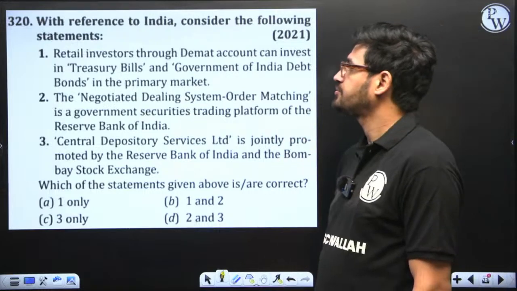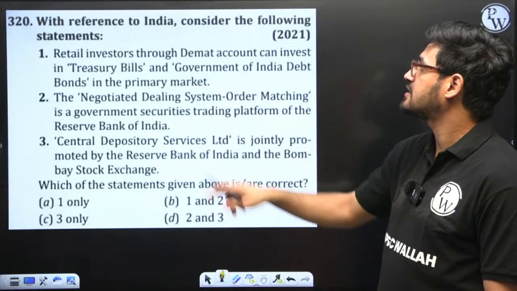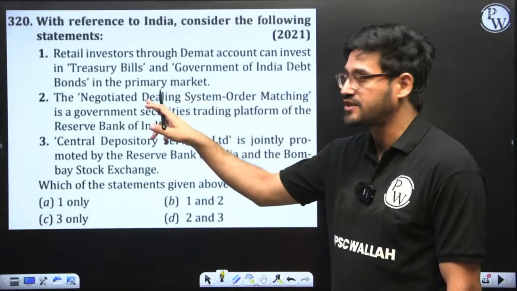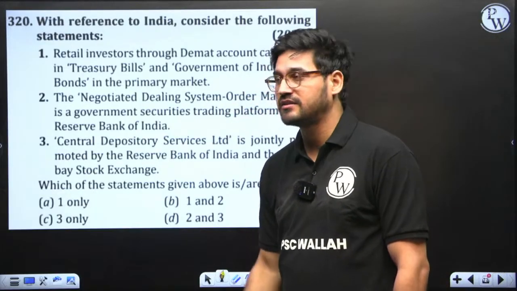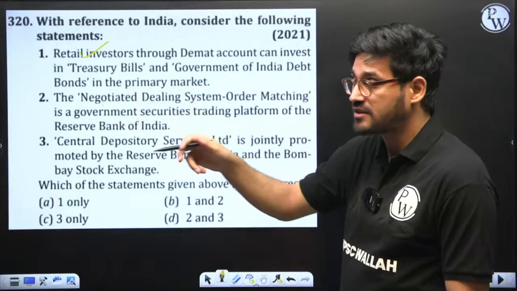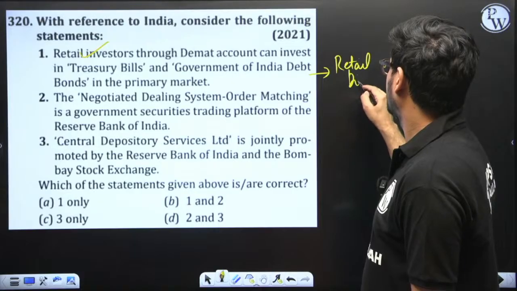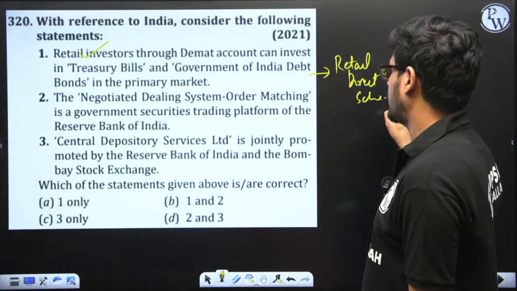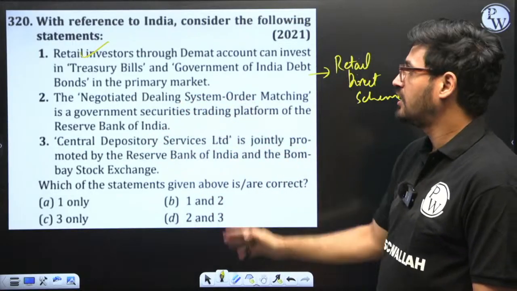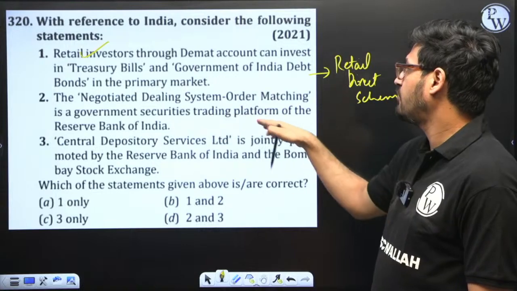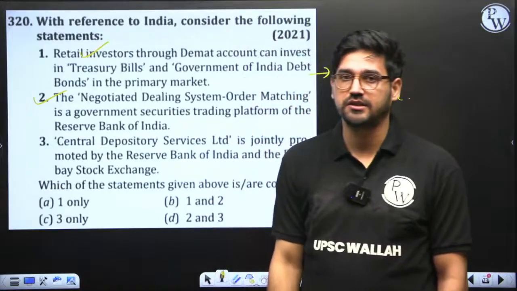Easy questions. With reference to India, consider the following statements. First one says, retail investors through Demat account can invest in T-bills, treasury bills and Government of India debt bonds in the primary market. This is an absolutely correct statement. I have just discussed the name with you. This scheme is called Retail Direct Scheme. The NDS-OM, Negotiated Dealing System, Order Matching System, is a government securities trading platform of the Reserve Bank of India. This is also a correct statement.